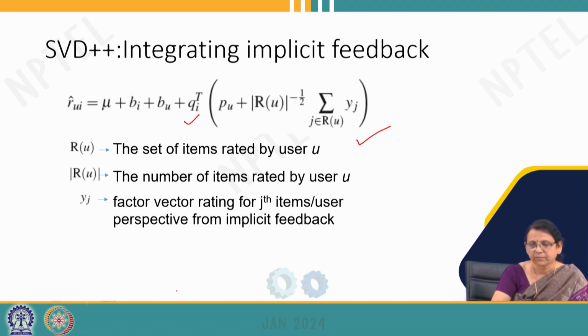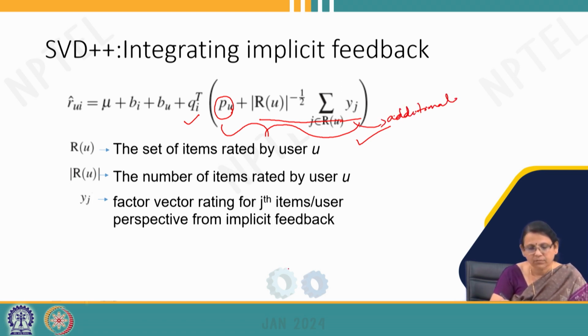Item feature remains same, but the user feature model, latent feature model gets enhanced by, this was the original PU and this is the additional term. Okay. So, here in this term yi is the factor vector rating for the jth item from user's perspective, and Ru is the set of items rated by user u, and this is the number of elements in that set.